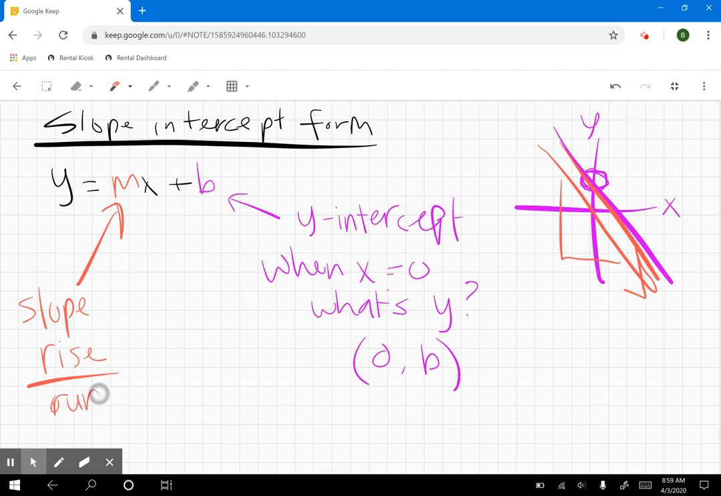Now, what does that mean? Good question. Basically, it's the change in y over the change in x. What do I mean by that? Essentially, your change in y is how much you're going up or down from one point to another point. Change in x is going to be how far you're going right or left from one point to another.